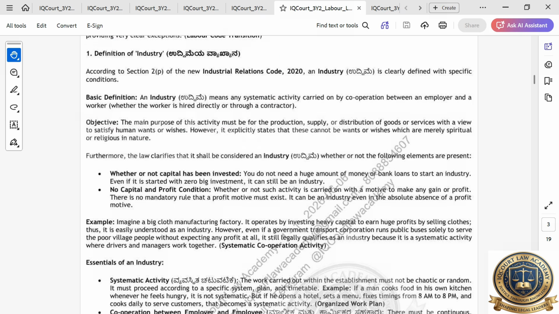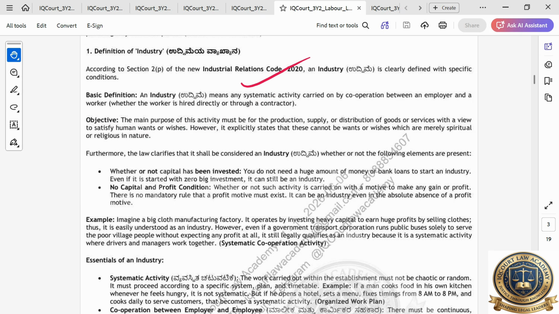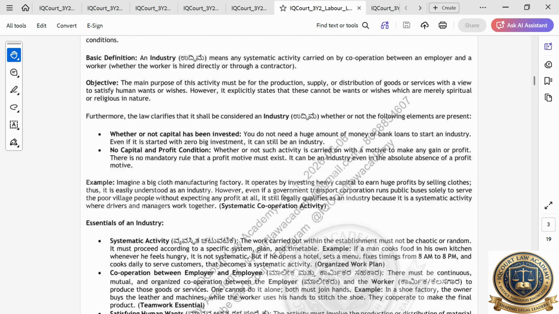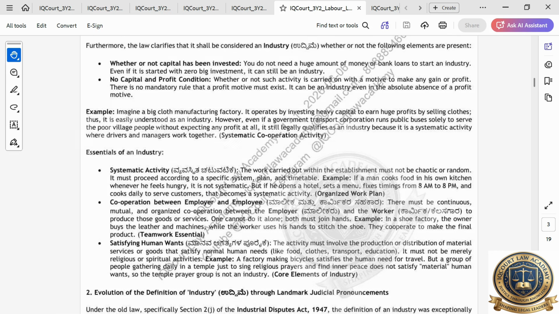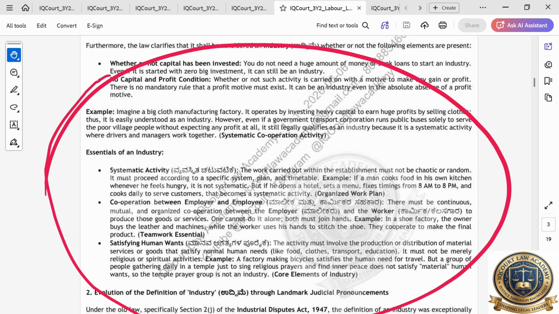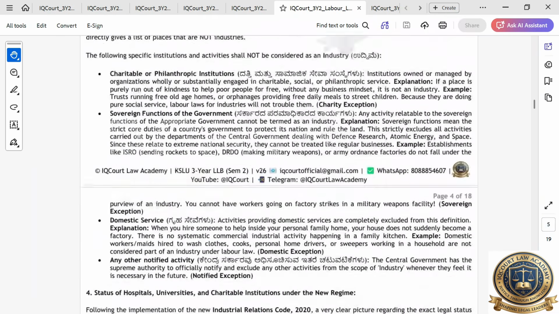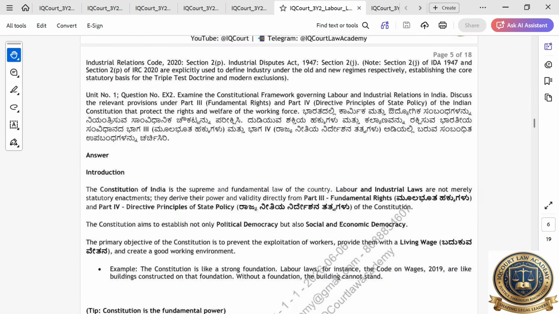Define industry. The basic definition means any systematic activity carried on by cooperation between employer and workers, whether the worker is hired directly or through a contractor. This is what we call industry. These are basic definitions. The essentials of an industry, in depth as per the act, you have to write. There should be systematic activity, cooperation between employer and employees, satisfying human wants. If these three things are there, then we can call any activity or business an industry. So for the term industry, we have provided a detailed answer to our students. This is related to the exam in the constitutional framework.